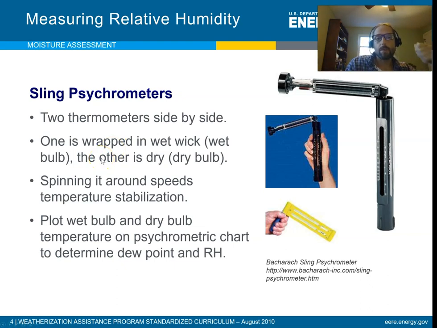And what you do is you just spin it around. The spinning causes evaporation to occur because of the energy from the air. And when you do that, the wet bulb and the dry bulb, so the wet wick is the wet bulb and the dry one is the dry bulb, will end up different temperatures as long as the relative humidity is below 100%. So there'll be a discrepancy between the two.